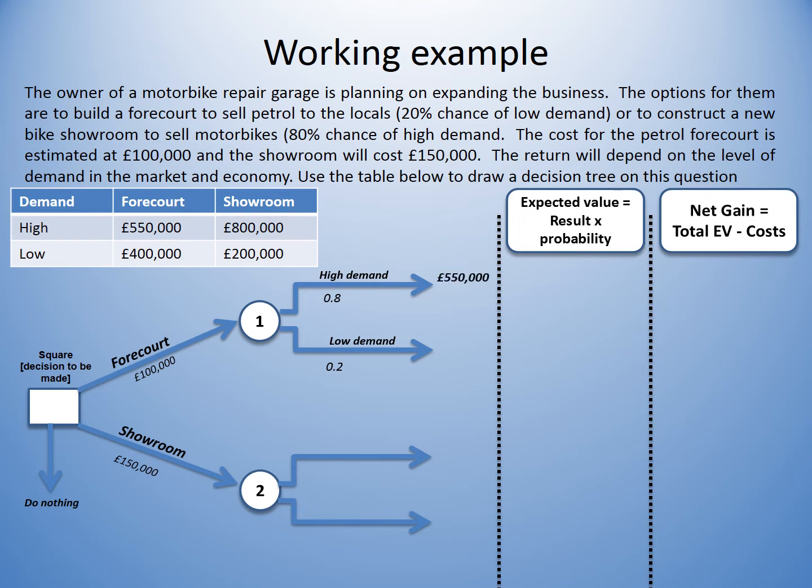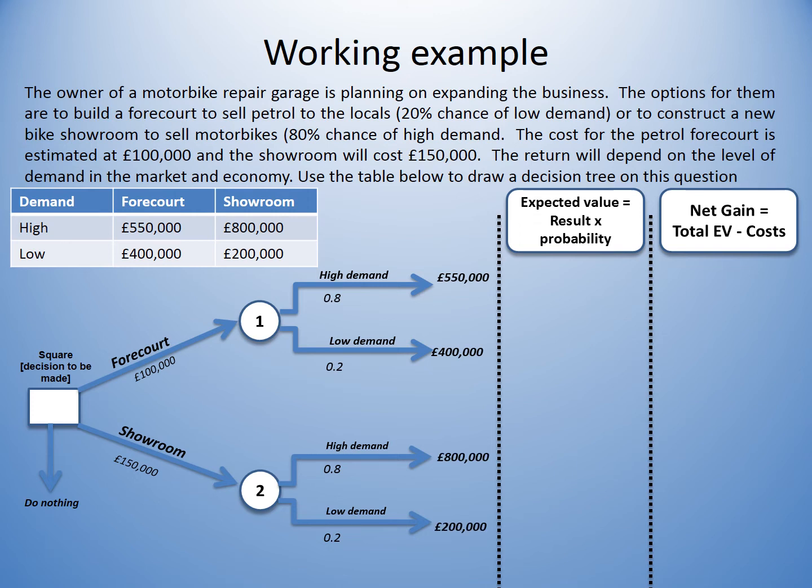Then we've got the amounts, so start filling in the blanks. The amounts, we've got high demand is 550, low demand 400,000, sorry. And then you do the same at the bottom. So we've got the showroom high demand. It does state high demand is 80% chance, so we convert it nice and easily, 0.8. Low demand is 0.2 because again they've got to add up to 1. And then we've got 800,000 and 200,000.